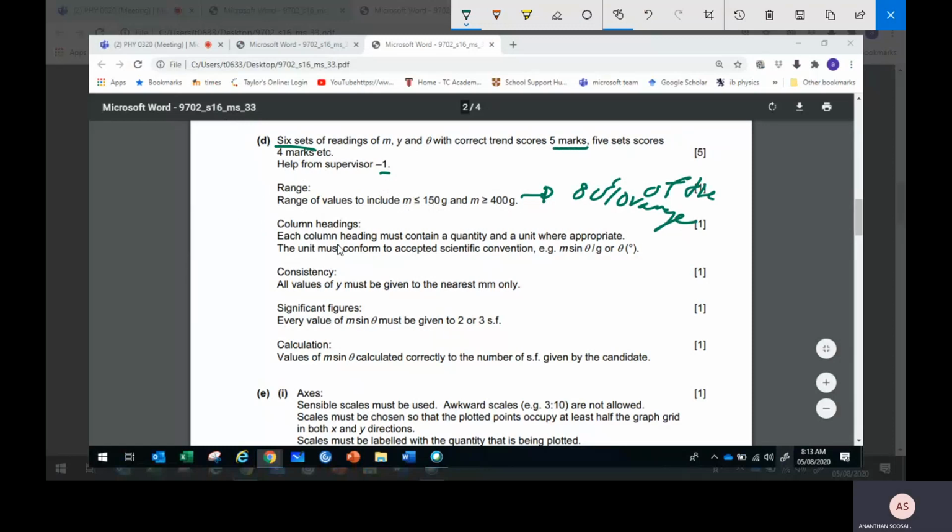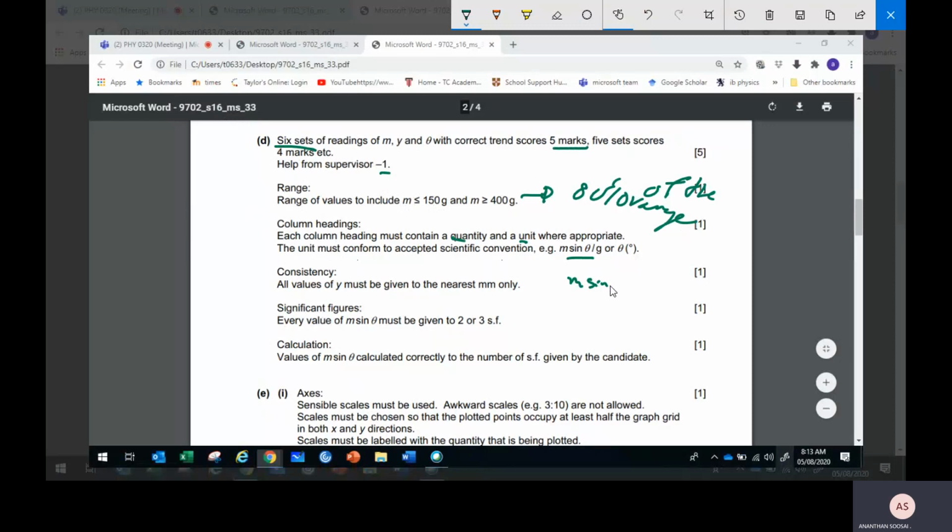Okay, next, your column heading must contain quantity and unit. Where appropriate, units conform to accepted scientific convention. M sin theta should be M sin theta. Theta should be in degrees, or theta / degrees.